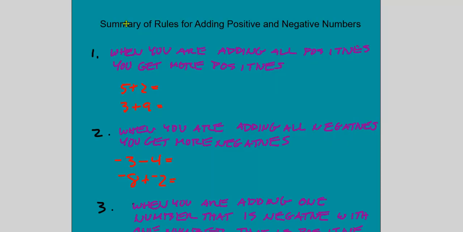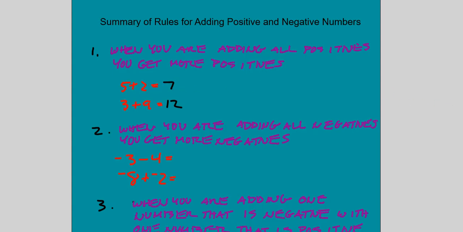Okay, to finish out, let's make a summary of the rules for adding and subtracting, for adding positive and negative numbers. I should say subtracting here also. When you're adding all positives, you will get more positives, this is what you've been doing since elementary school. 5 plus 2 would be 7. 3 plus 9 is 12. All positives and more positives make more positives yet.